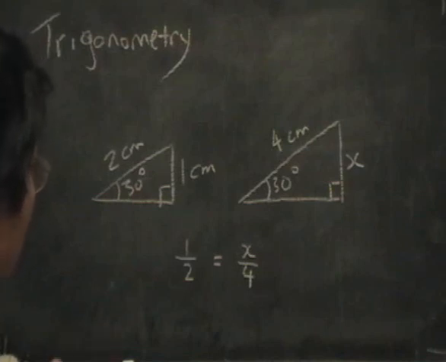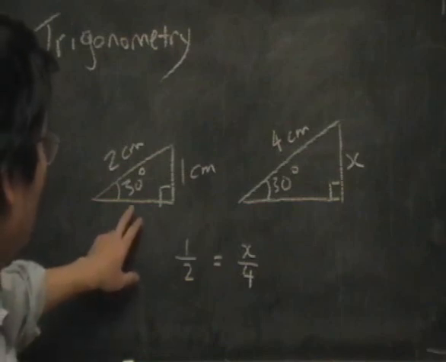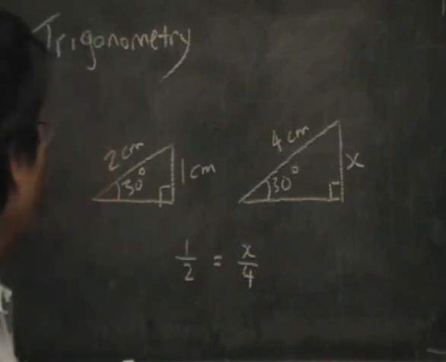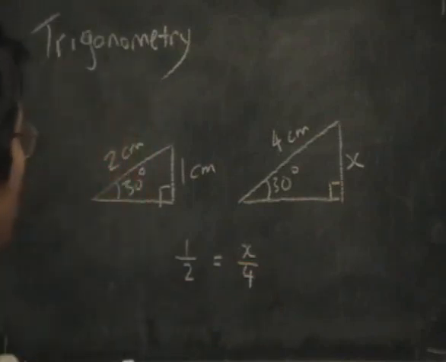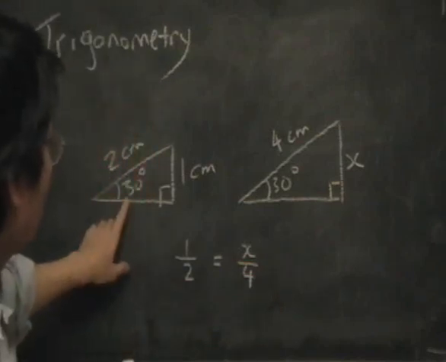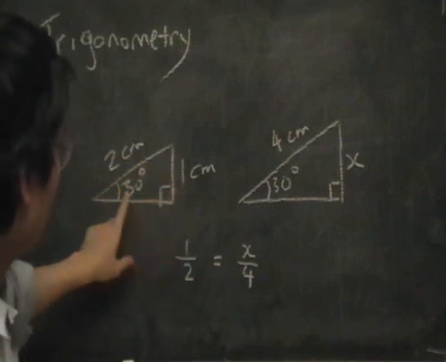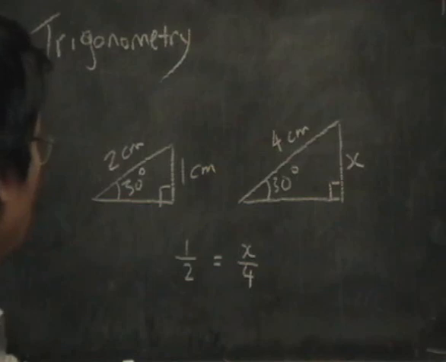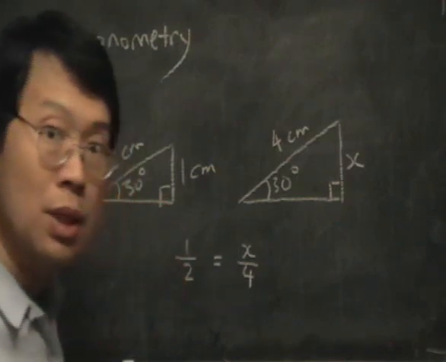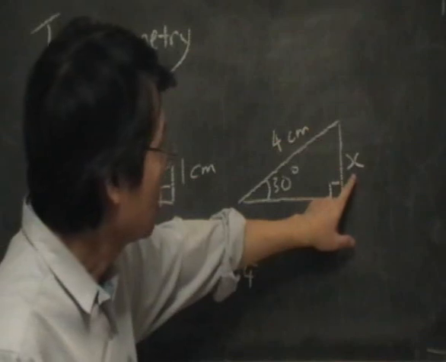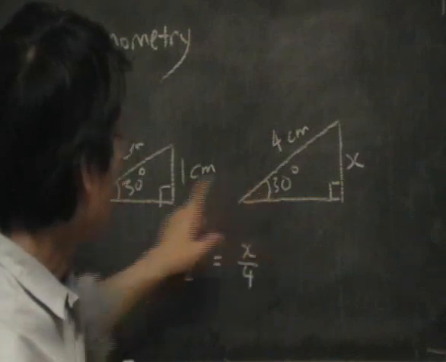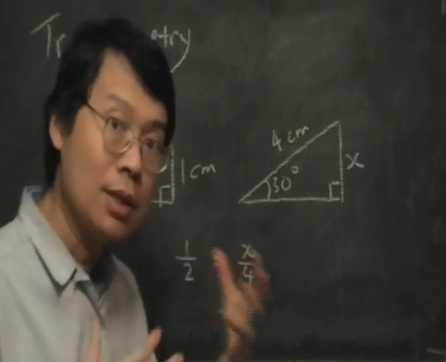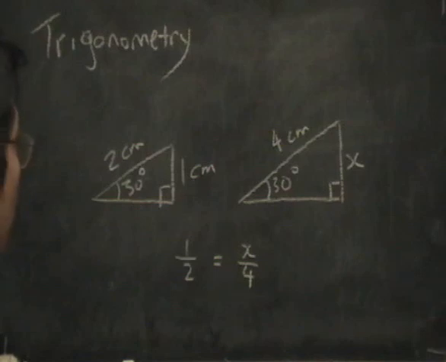Now the idea here is that if I have a different angle, I would have a different triangle and a different side. But if I know that the ratio between these two sides when the angle is 30 degrees is half, I can use this result to find the length of the sides of a bigger triangle as long as the angles are the same. So this is the idea that goes behind trigonometry.